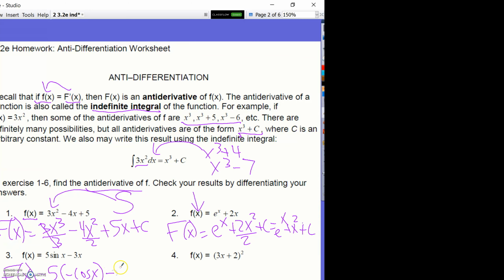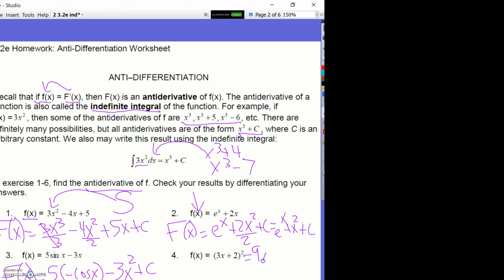And then our negative 3x becomes negative 3x. It was previously to the first power. Now it's to the second power plus c. You're just going to want to move that negative to the front in the first term. There is nothing to simplify in the second term. Final answer is that. Number 4, you're going to want to multiply first before you do the antiderivative.